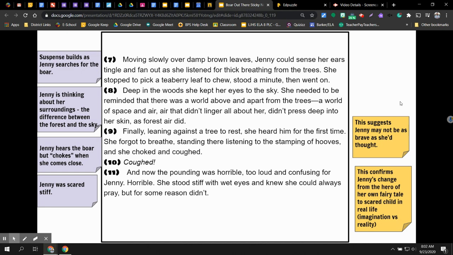So once again, there's that universal idea, imagination versus reality. We can imagine the world to be the way we want it as much as we can, but that doesn't necessarily make it the way we want it to be. And she's kind of realizing that the hard way on this quest to find this wild animal in the woods. So let's continue.